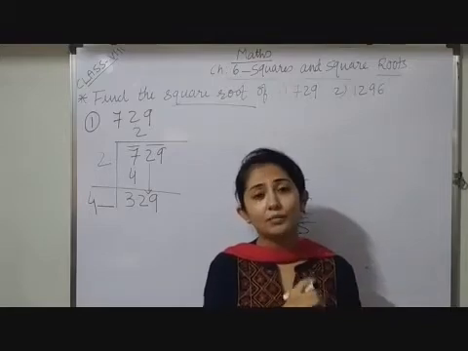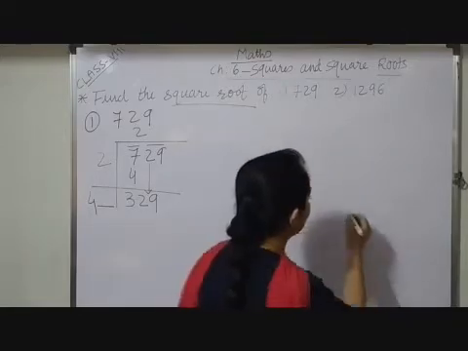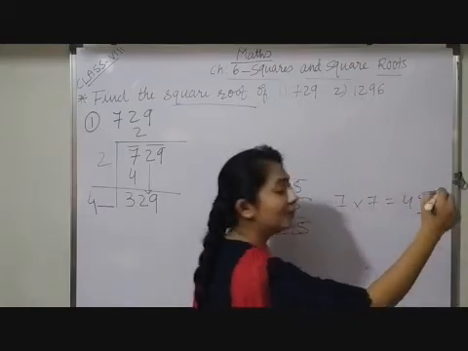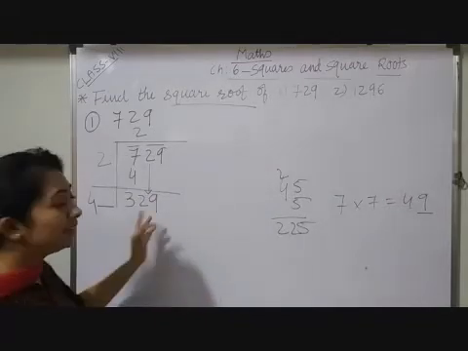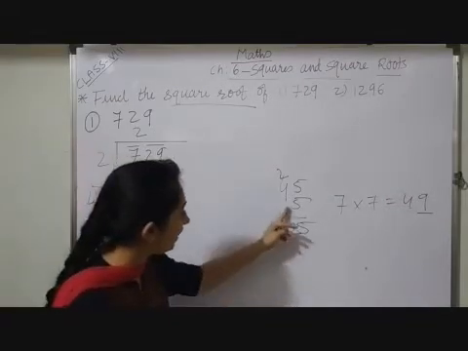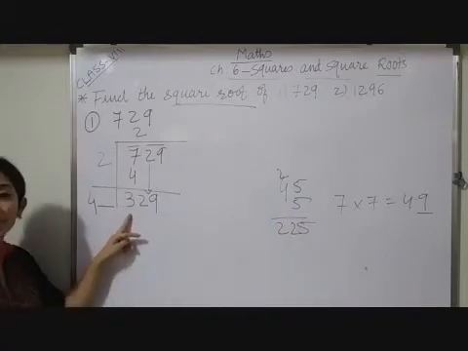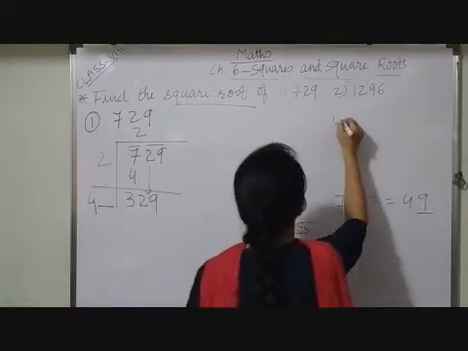At that time you have to recall 3 threes are 9, 7 sevens are 49. Observe, 7 sevens are 49, so at its unit place 9 is coming. Now here 43 times 3 is not possible because 45 times 5 gives 225, which is much less than 329. So what should I do? I have to try with this 7. So let me try.